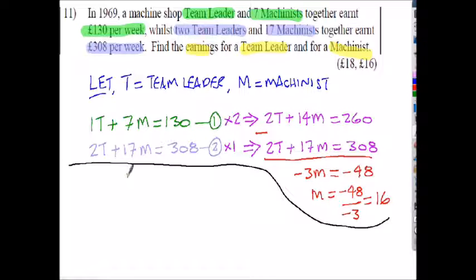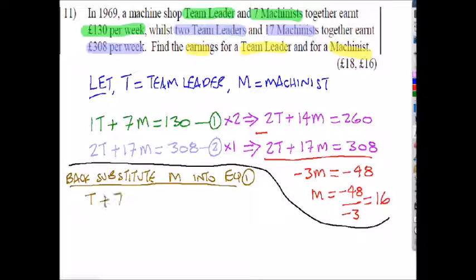To find how much the team leader earned, we need to now substitute the value of m back into one of the original equations. I'm going to use equation 1 here. So back substitute m into, and I'm going to choose equation 1. My choice. You can use equation 2 if you want to. So basically t plus 7 multiplied by m, and m we've shown is 16, from the previous calculation, that's equal to 130.